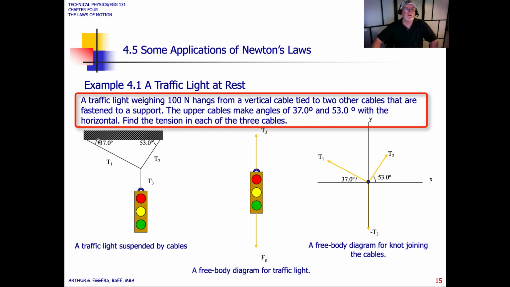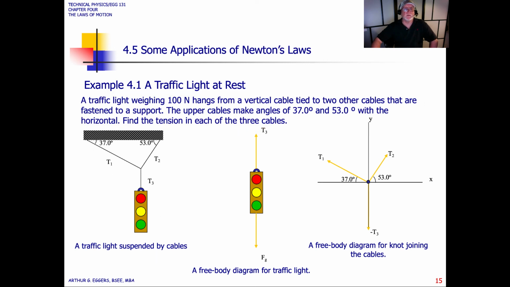Notice those angles are taken from the horizontal, okay? 37 degrees on one side, 53 degrees on the other. That's the angle, not the outside angles. Those are the internal angles. So it's made with the horizontal. Find the tension in each of the 3 cables.